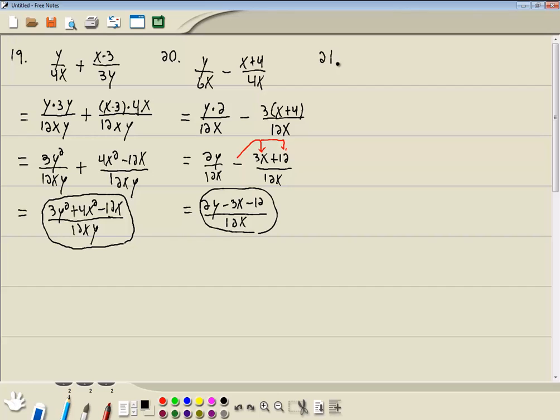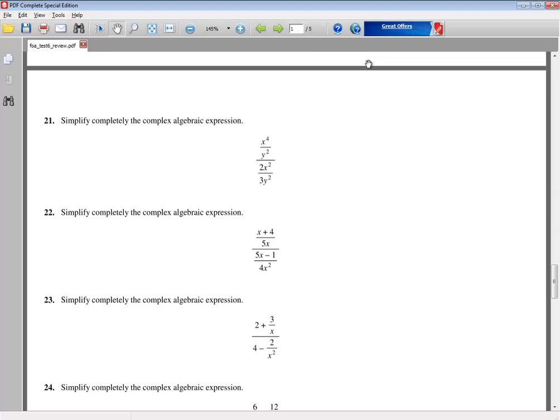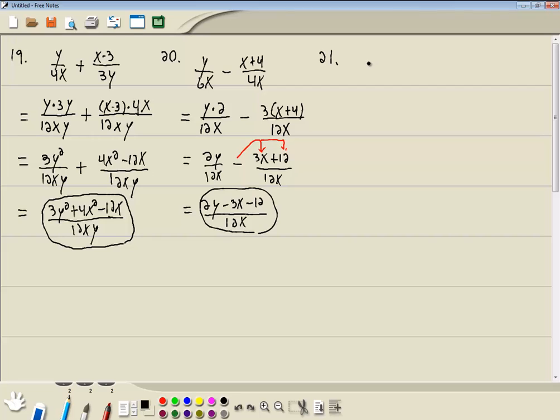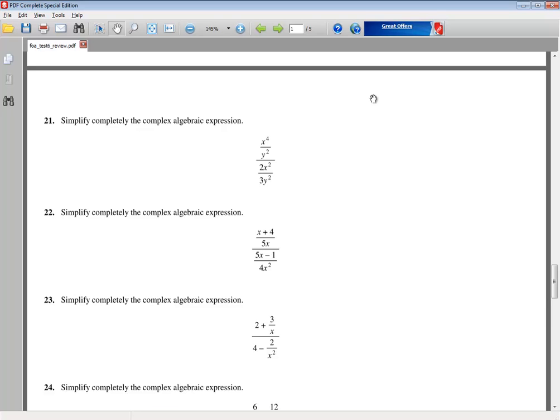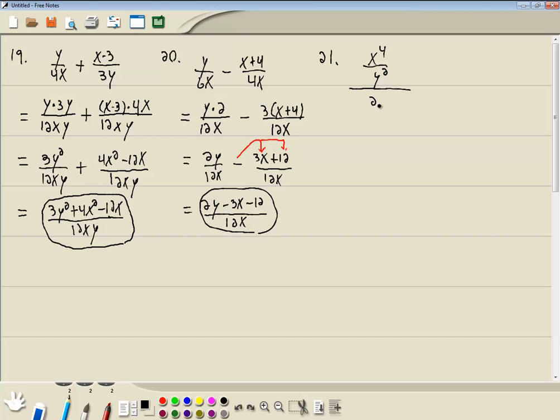Okay, so we got 21. X to the fourth over y squared over 2x squared over 3y squared.